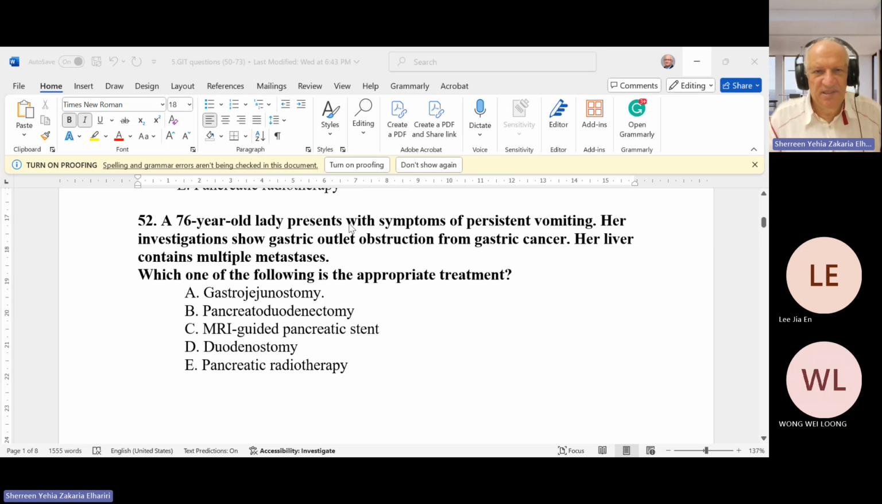A 76-year-old lady presented with symptoms of persistent vomiting. Her investigation shows gastric outlet obstruction from gastric carcinoma or gastric cancer. Her liver contains multiple metastases. So the same idea, this patient we consider inoperable because she has cancer stomach and also liver metastasis. So the appropriate treatment in advanced cancer stomach is just palliative surgery, which is what? Anyone?